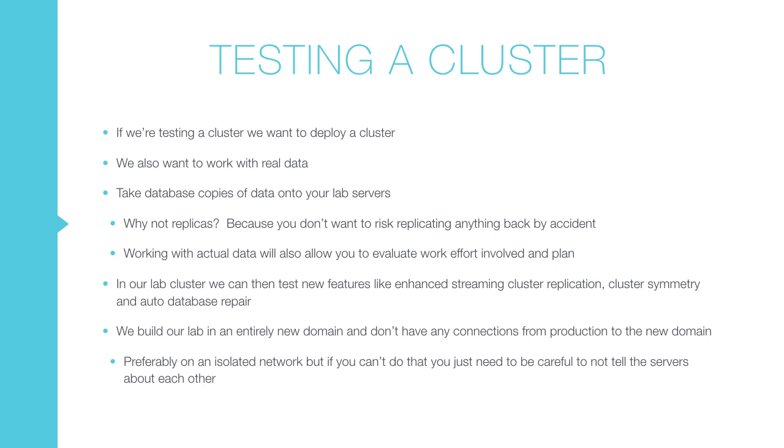So we want to work with real data. Take database copies of data onto your lab servers. It may seem easier to take replicas, but you don't want to risk any bleed from lab to production or the other way around. You don't want a chance of anything replicating back by accident. You can absolutely secure the servers so they can't access each other. But if you use the same ID to access both servers, then your ID has the ability to bridge that gap, even by accident. Working with actual data is important because it's going to allow you to evaluate work effort involved and plan.